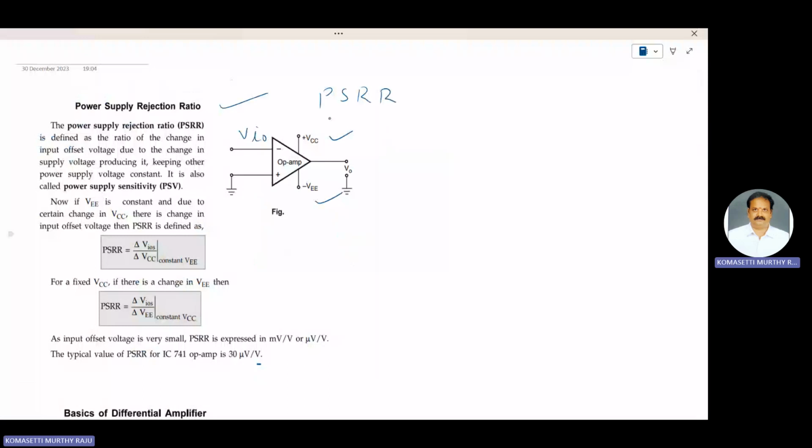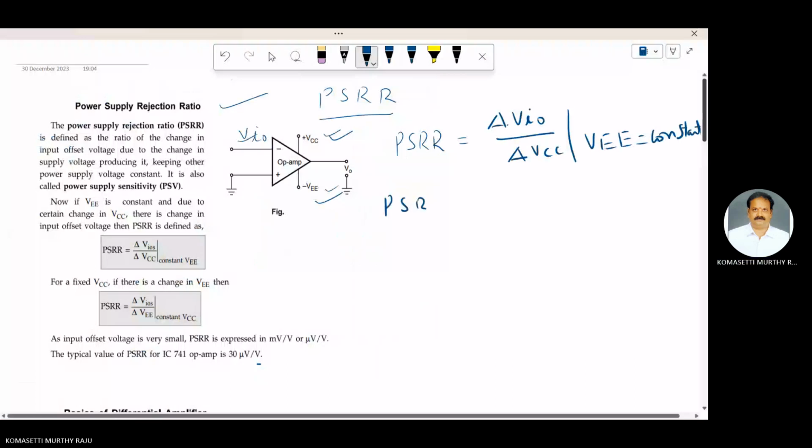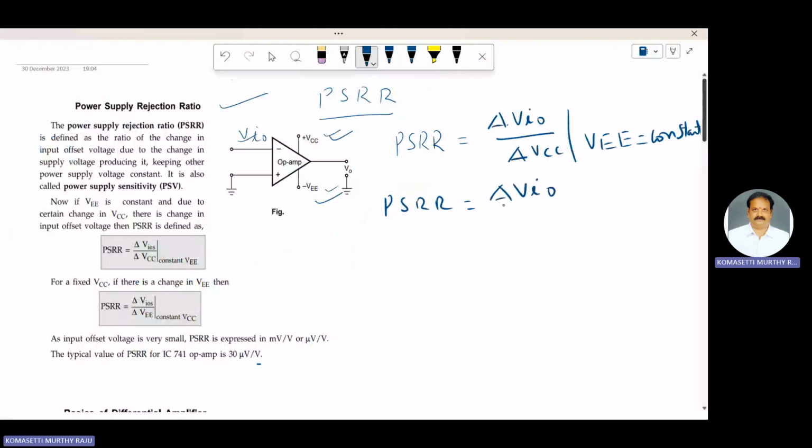Two ways are used to define PSRR, power supply rejection ratio. First one is VCC changes, VIO changes, VEE is constant. Second one is VEE changes, VCC is constant, VIO changes. Therefore, PSRR is equal to the change of input offset voltage with respect to the change of VCC, VEE constant. Second, PSRR is equal to the change of input offset voltage with respect to the change of VEE, VCC constant.